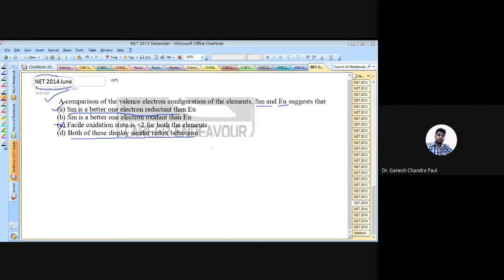So obviously, I think option A is the correct answer. What do you think? On the other hand, europium already has its 4f shell half filled, right? A stable configuration. So that means, okay, let me check. What is the answer?